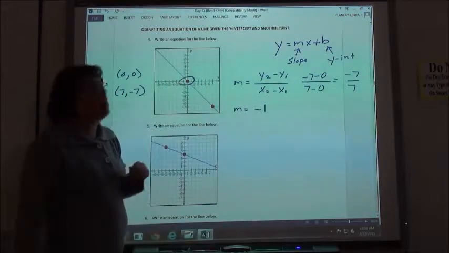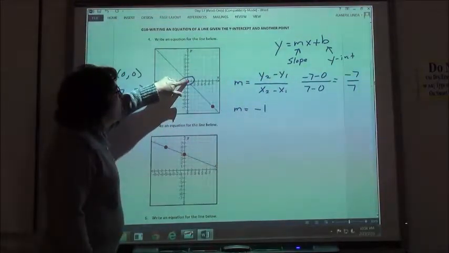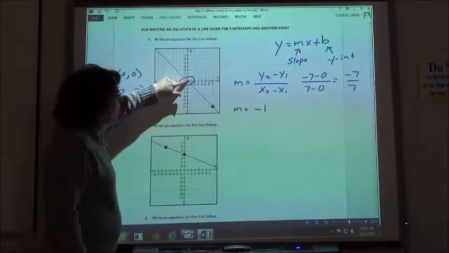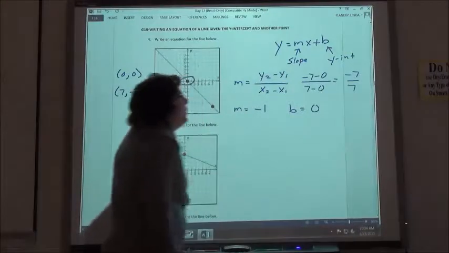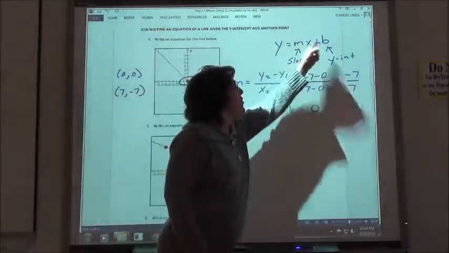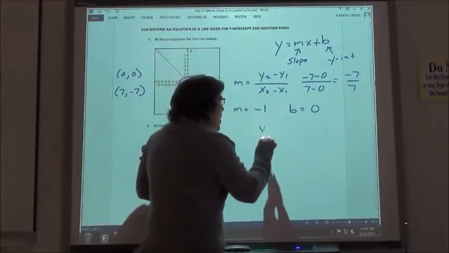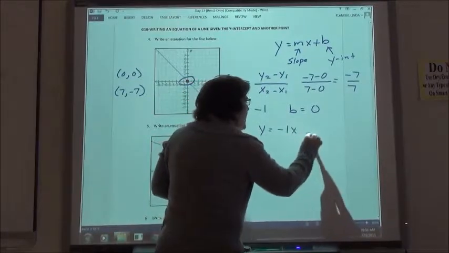Well, I happen to have it circle from that point. It touched the y-axis at 0. The y value is 0 of that point. So my b value is going to be 0. So plugging those two things into my equation, y is going to equal negative 1x plus 0.